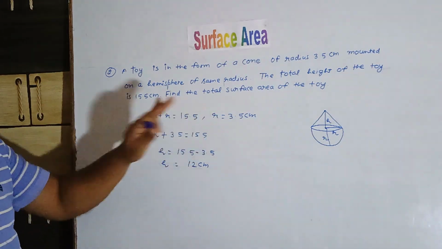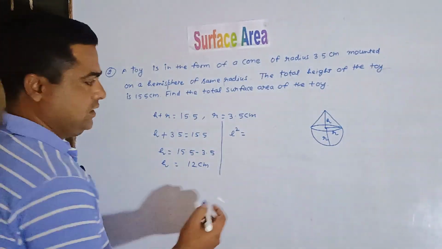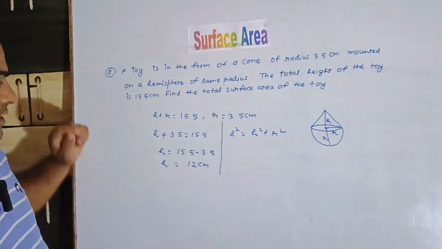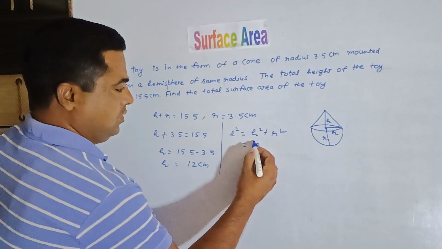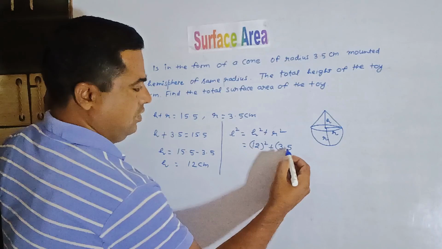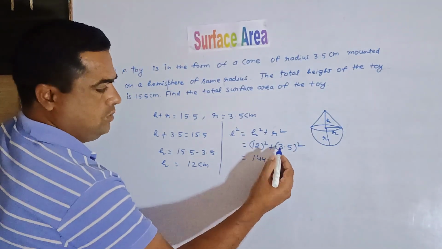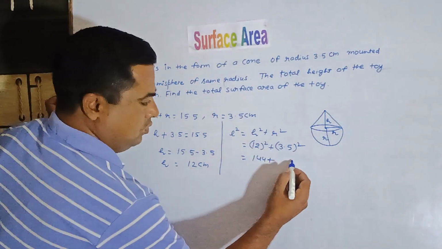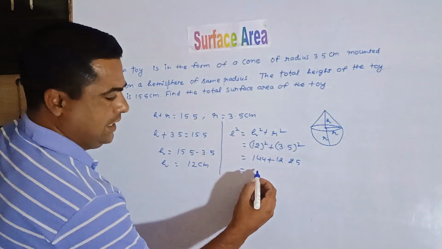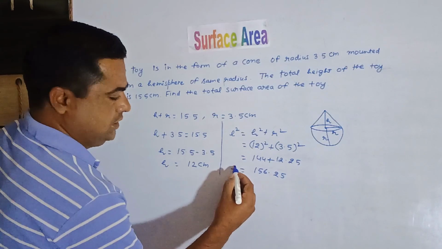With the help of h and r, we will get the value of l. Students, we know very well l square equals h square plus r square. The value of h is 12 square, and the value of r is 3.5 all square. Now we will solve. Square of 12 is 144, square of 3.5 is 12.25. After adding, we will get 156.25. This is the value of l square.